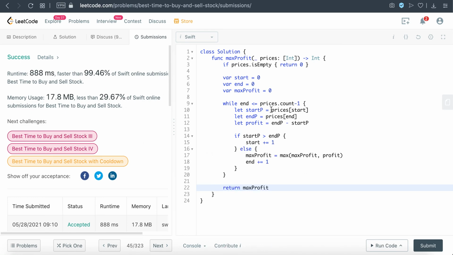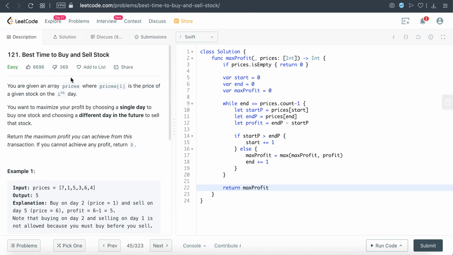So this is a solution to how to solve question 121, best time to buy and sell stock on Leetcode.